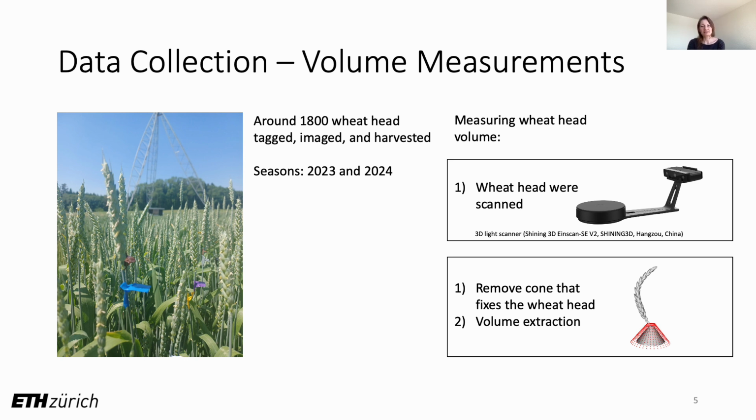So after harvesting, we scanned the wheat heads in this 3D light scanner. We got the point clouds of the wheat heads, and then we removed the cone on the bottom that we used to fix the wheat head, and then we extracted the volume. So this is how we got the ground truth.